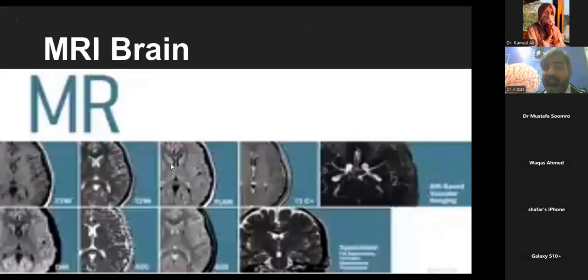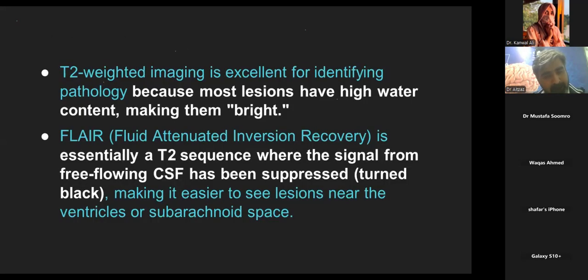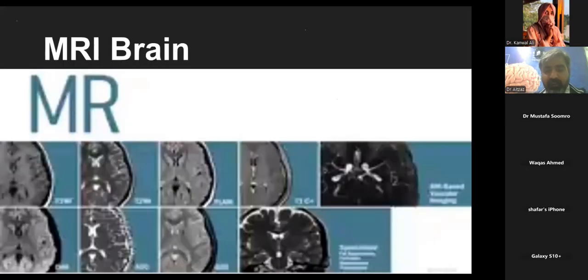To see what kind of pathology is FLAIR good for? FLAIR is most sensitive for? Edema. Anything else? Anyone else?